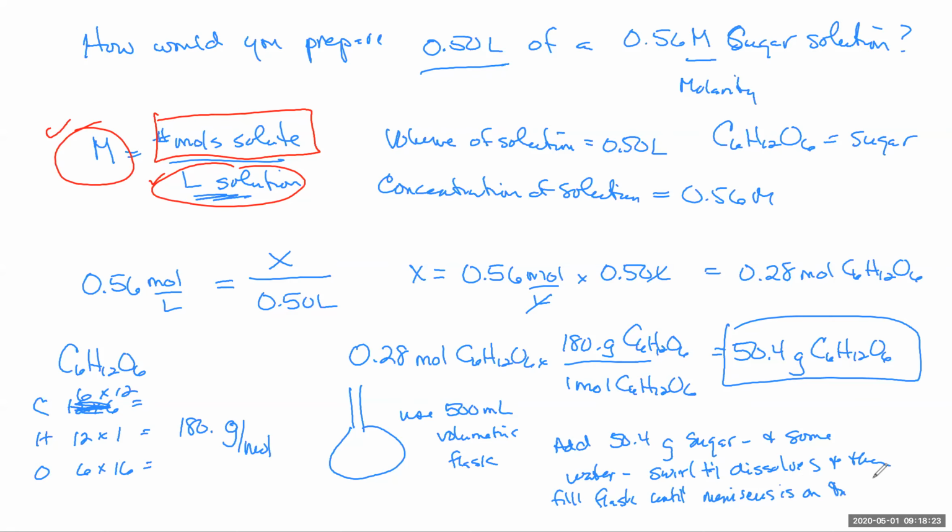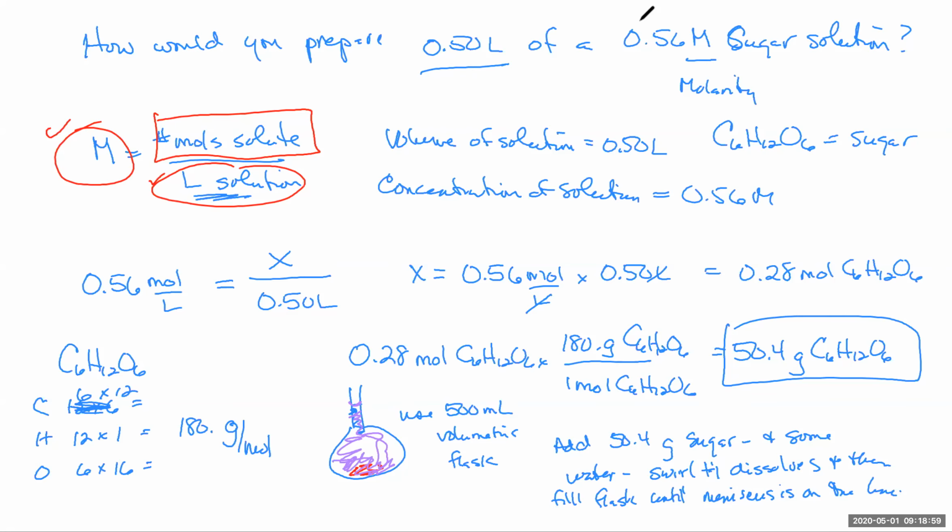So again, I'd add my sugar, then I would go ahead and add some water, get it to dissolve, and then I'd pay attention to where my line is, and I would ultimately fill my flask up with water so that my meniscus came right on that line. So those are how you would make solutions if you started with pure solute. Lots of times that's not the case.